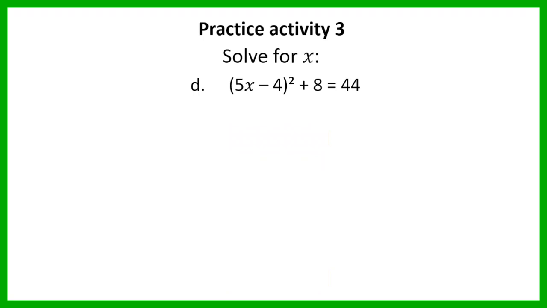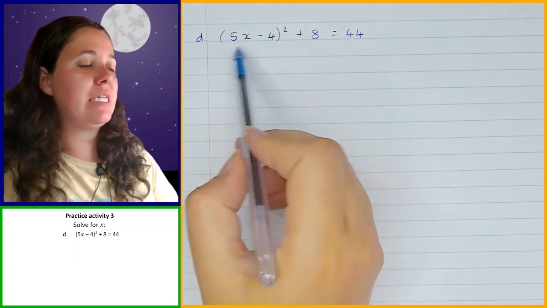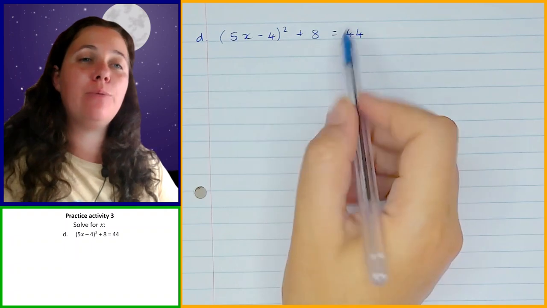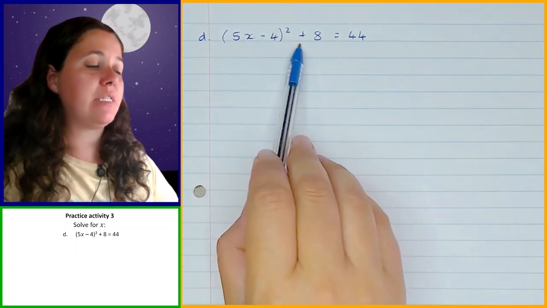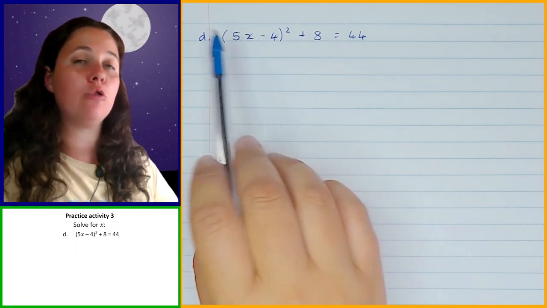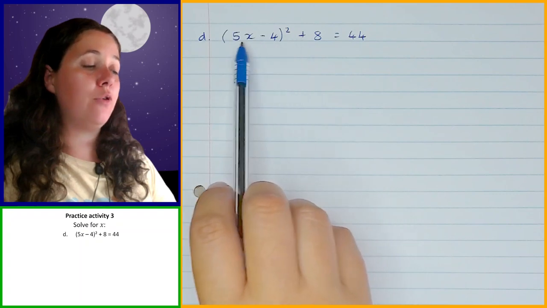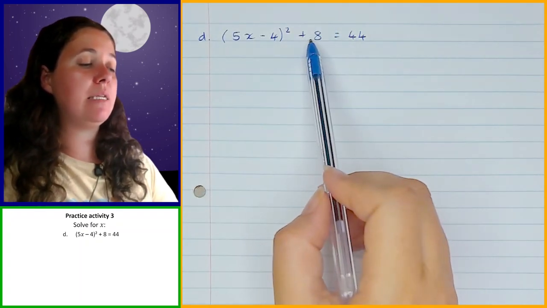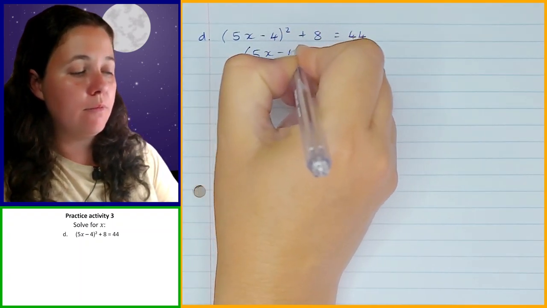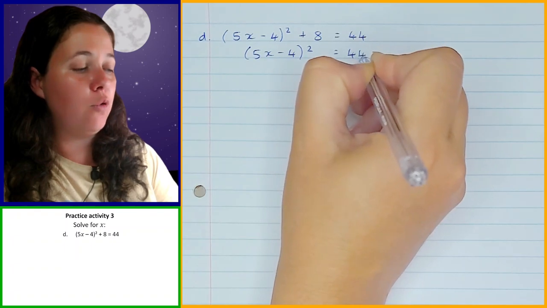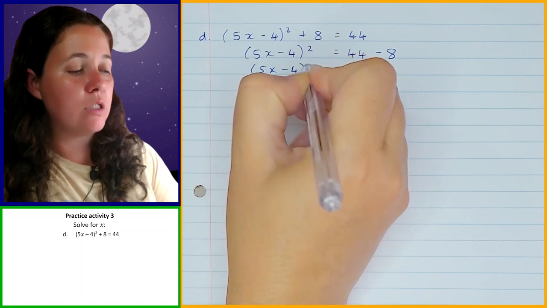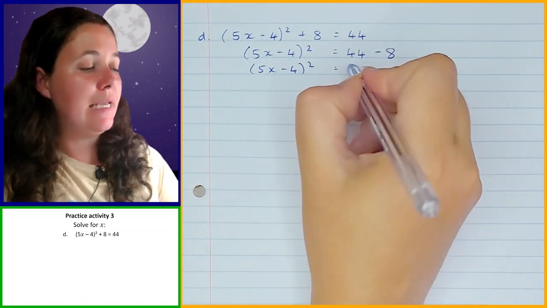Okay, so let's see how that question went. So here we had (5x minus 4) squared plus 8 equals 44. The very first thing we need to do for this question is get rid of this 8. Over here, this is one power, so I'm not going to worry about moving anything around there. I will do that once I've got rid of my exponents. But for now, I need to get rid of this plus 8. So I'm going to subtract 8 on both sides. That gives me (5x minus 4) squared equals 44 minus 8. So now I can say that (5x minus 4) squared is equal to 44 minus 8, which is 36.